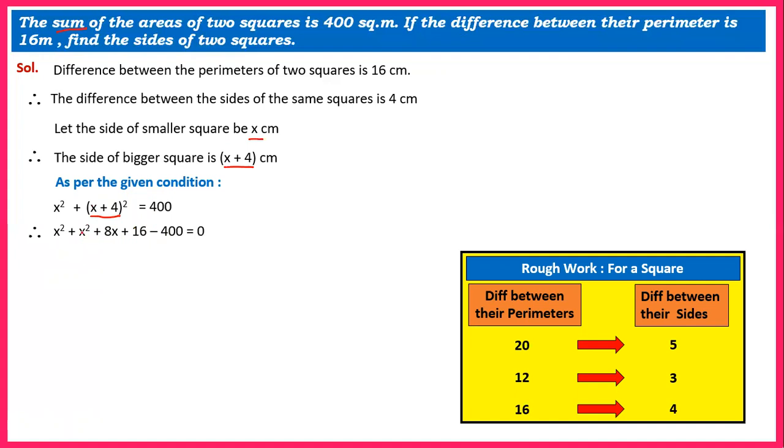Now students, x square plus x square will give me 2x square. 8x as it is. And 16 minus 400 will give me minus 384. I'll divide throughout by 2. Let us divide each and every term by 2. 2x square divided by 2 will give me x square. 8x divided by 2 will give me 4x, and 384 divided by 2 will give me 192. Now we need to split it by subtracting the factors of 192, since the last number sign is minus, that should give me 4.